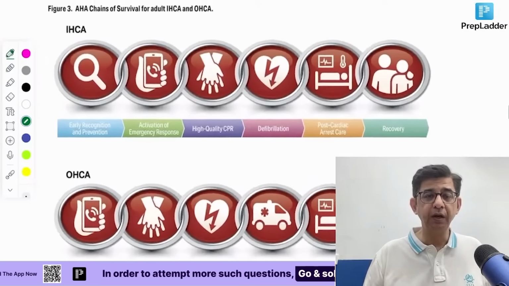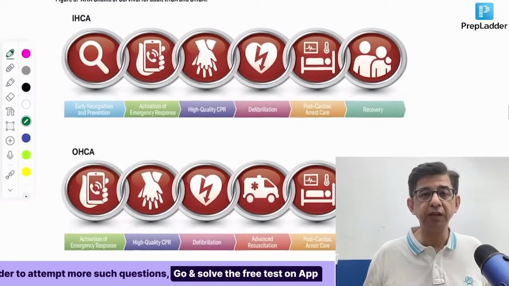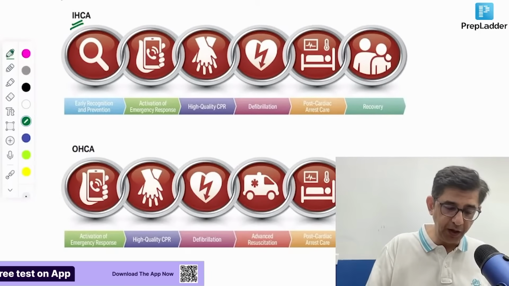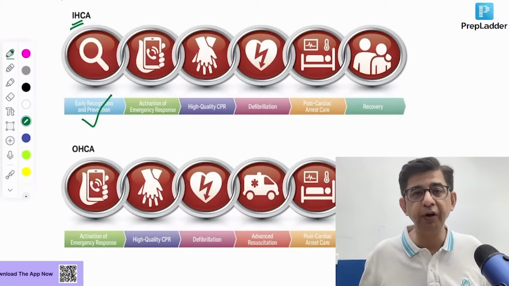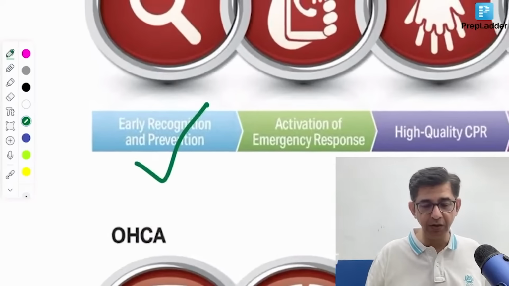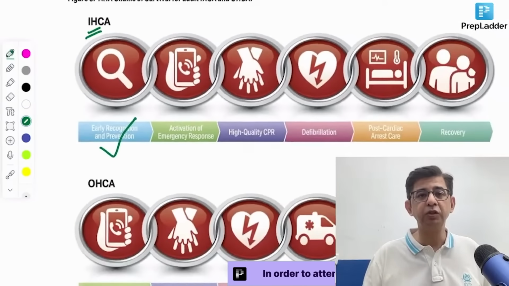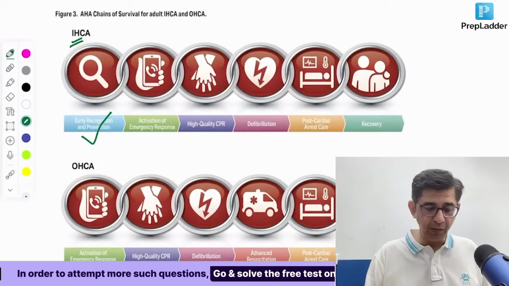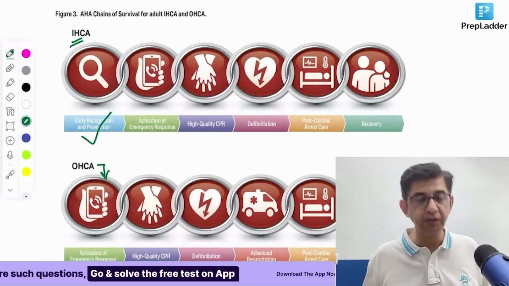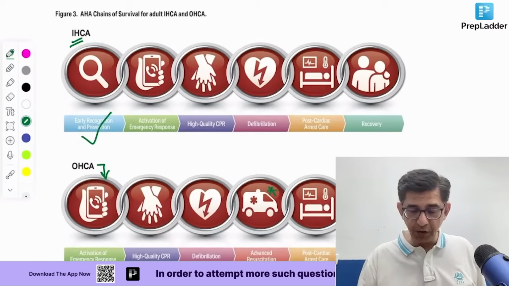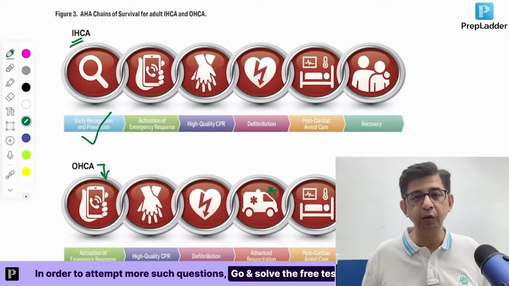In hospital cardiac arrest and out of hospital cardiac arrest is again something that they love to ask. If it is in the hospital, early recognition is the point here. We're trying to find the cause. Shockable rhythm versus non-shockable. What I mean by early diagnosis prevention is shockable versus non-shockable rhythm. If it is outside the hospital, then straight away you have to call emergency services and start CPR in the patient and transfer. Here an ambulance will also be shown because you have to transfer the patient with an ambulance.